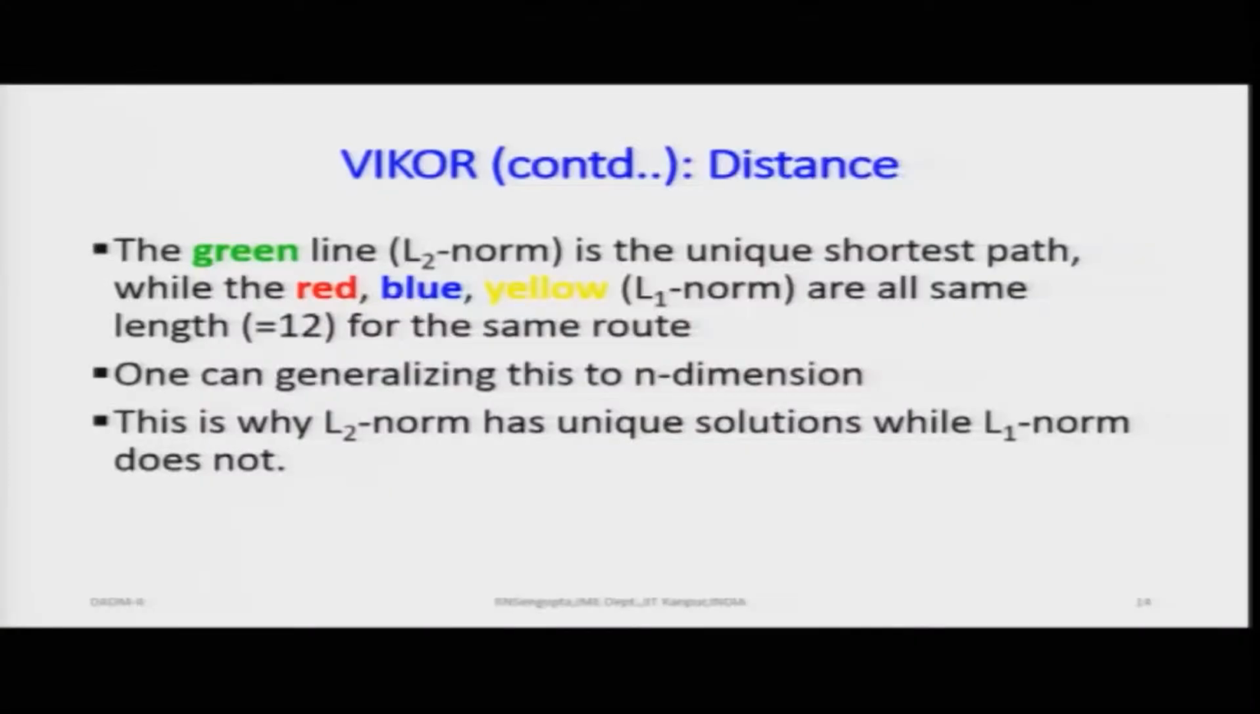One can generalize this in the n dimension case which I mentioned. So, this is why the L2 norm has a unique solution, while the L1 norm would not have the unique solution. This would have an implication that when you are trying to utilize the L1 norm for the VIKOR method, you may get different results, but further on for L2, L3, L4, LP till infinity, your answer would be unique, and obviously the difference between the answers would start decreasing as you go for the L infinity norm. This we will try to explain through the example.